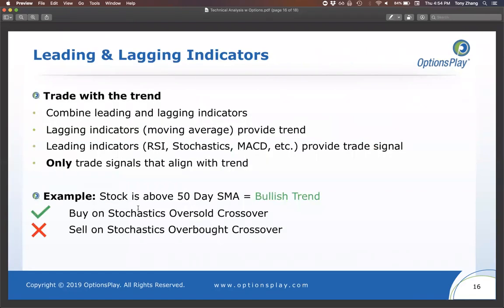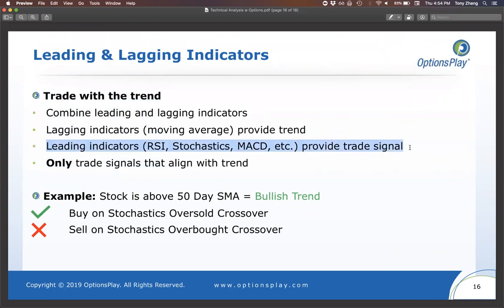So again, just to summarize, you want to trade with a trend. You want to combine a leading with a lagging indicator. A lagging indicator is referring to something like a moving average that provides you with a trend analysis. OptionsPlay provides you with a 1 month and 6 month trend that does this type of analysis for you. And then you want to combine that with a leading indicator so that you're trading with the trend.